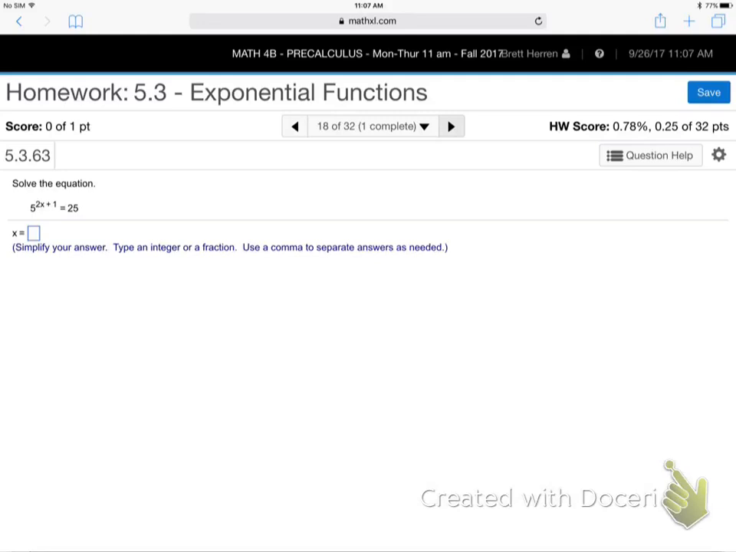So 18, we got 5 to the 2x plus 1 is 25. All right, so say you're taking the exam next week, a lot of the battle on a math test is just realizing what to do when. Like, okay, categorizing. Looking at it and going, okay, what's this one? How do you do this one?